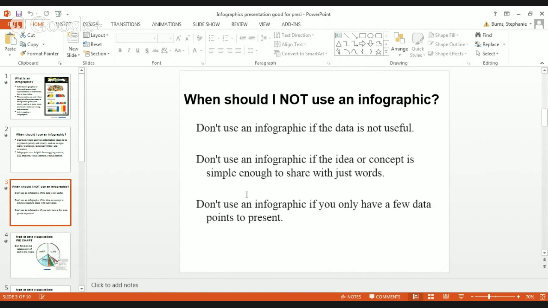When should I not use an infographic? Don't use an infographic if the data is not useful. Don't use an infographic if the idea or concept is simple enough to share with just words. Don't use an infographic if you only have a few data points to present.